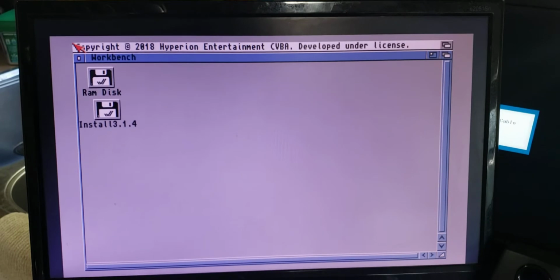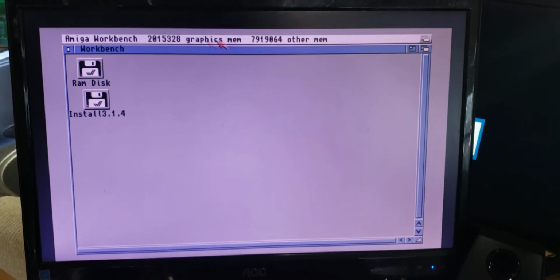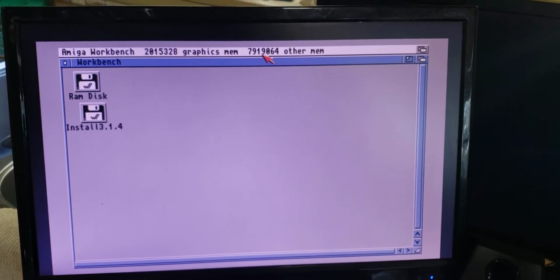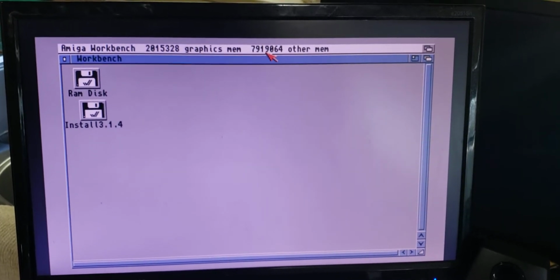And there you go. So just to verify, it should only have 2 megs of chip RAM, but there is 8 megs of RAM as well. And that's coming from the PiStorm Emu68.